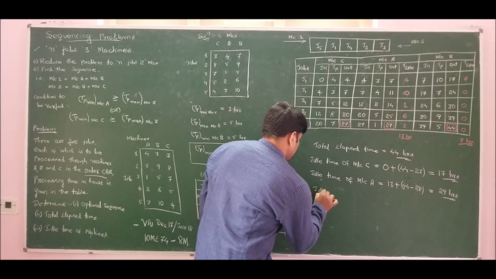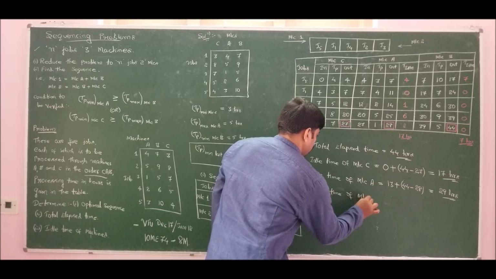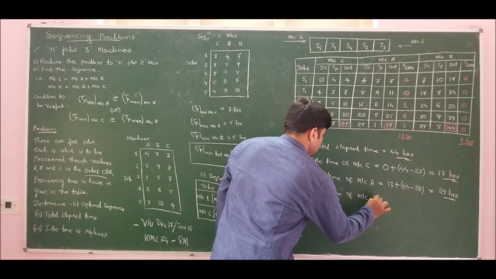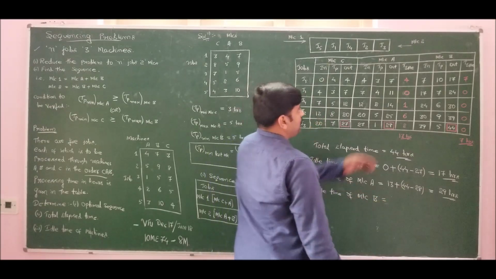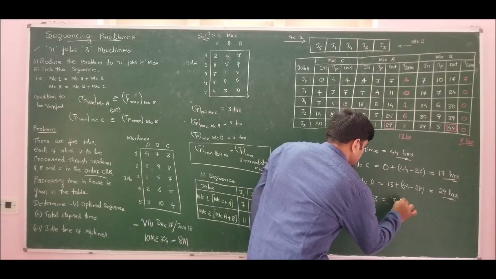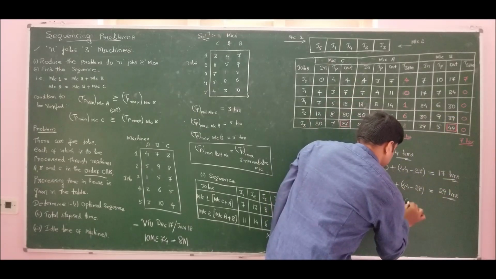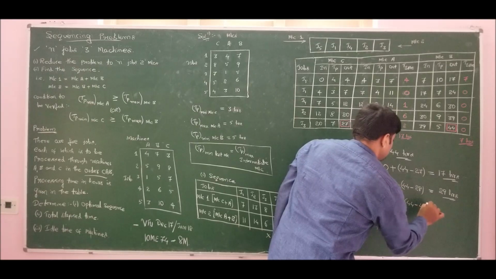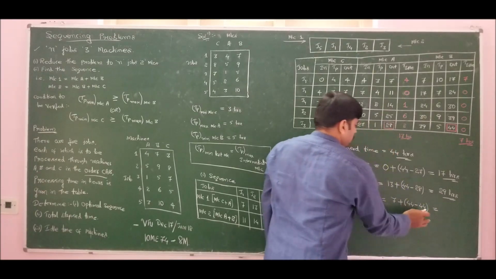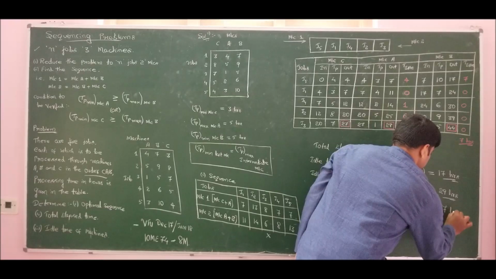Next, moving on to idle time of machine B, the processing idle time is 7 hours, plus no waiting time, because the total elapsed time is 44 and completion time on machine B is also 44. So therefore 44 minus 44 is 0. 0 plus 7 is 7 hours.